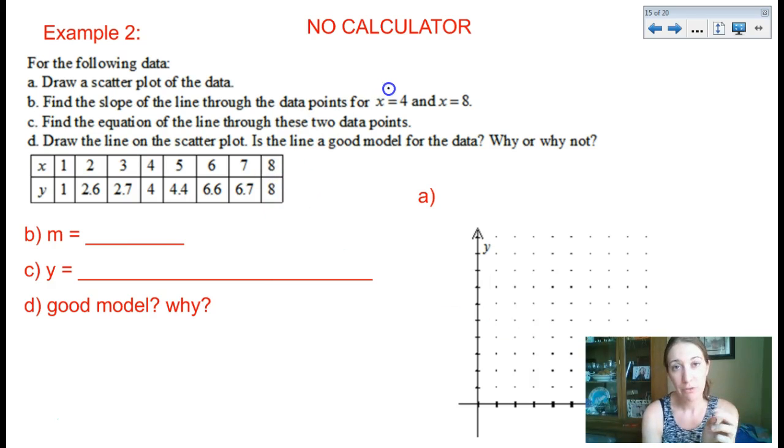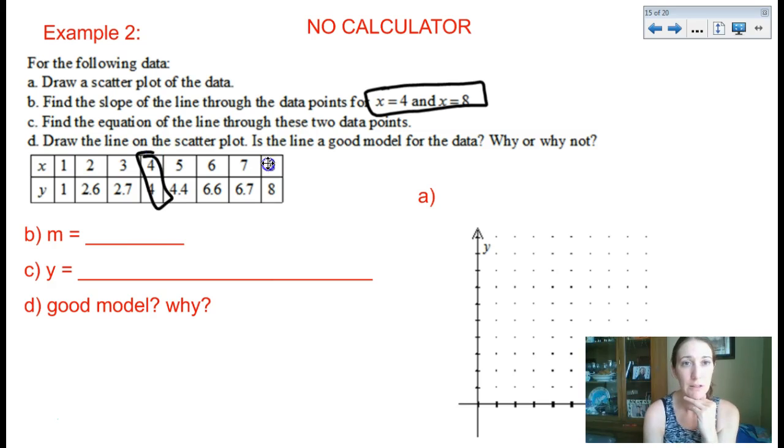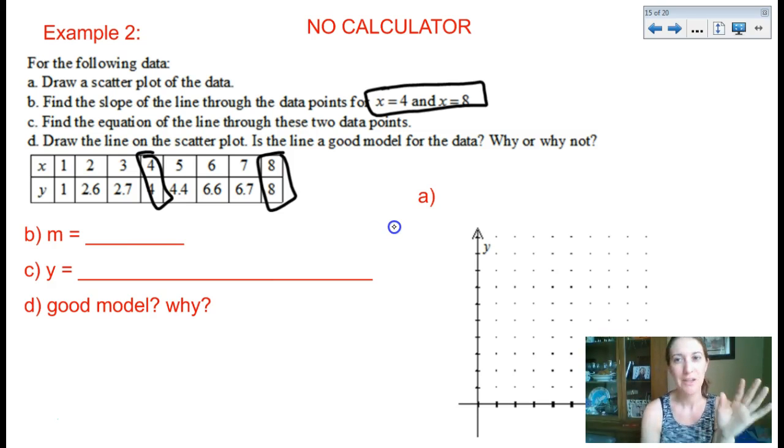Turns out, whoever did this problem said, please use x equals 4 and 8. So that would be this and this ordered pair. Well, they're convenient, aren't they? And then we can hand calculate the linear equation. And if we were in a stats course and we were hand calculating the correlation coefficient, we would have to do a whole lot of math. So I'm not going to make you do that right now.